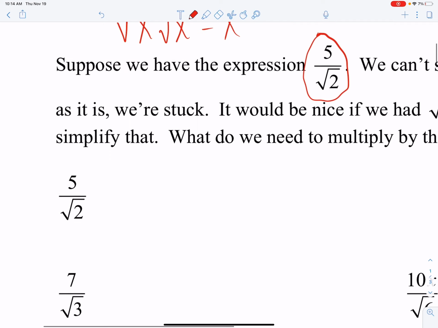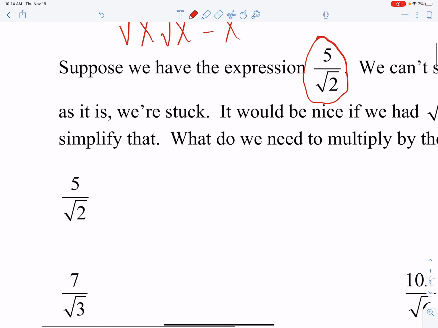So for example, when we have 5 divided by the square root of 2, to get rid of that root on the bottom of the fraction, to do what's called rationalizing the denominator, we multiply by the square root of 2 over the square root of 2. On the top part, there's really nothing we can do with that. We just get 5 square root of 2.